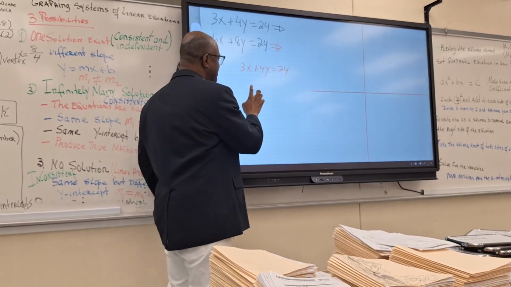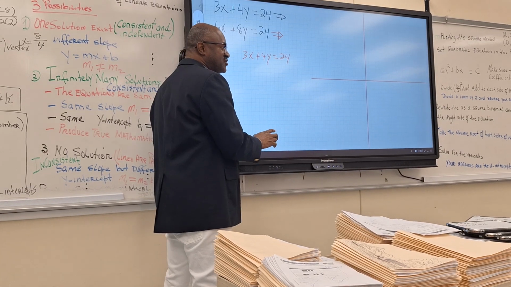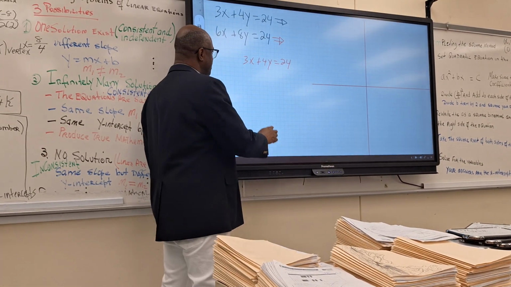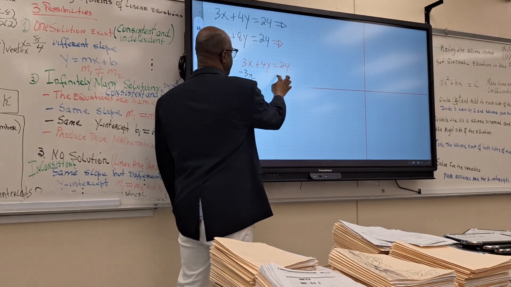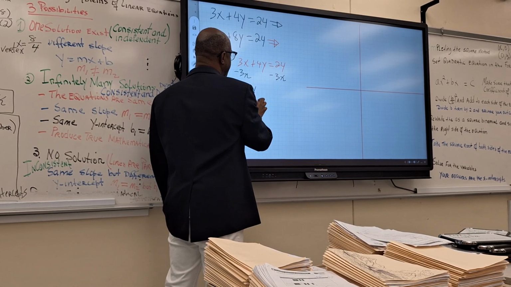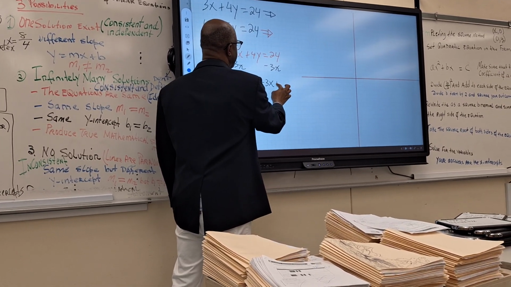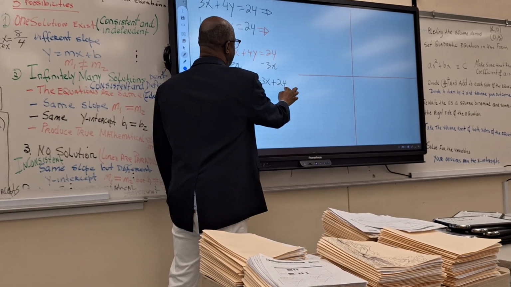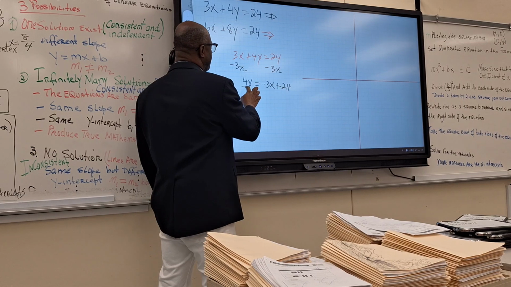We're not replacing anything by 0. We just move to the other side and solve for y. You subtract 3x. We're not replacing anything. We're solving for y. You will have 4y equal negative 3x plus what? 24. Now, how will you get y by itself? You divide by 4.